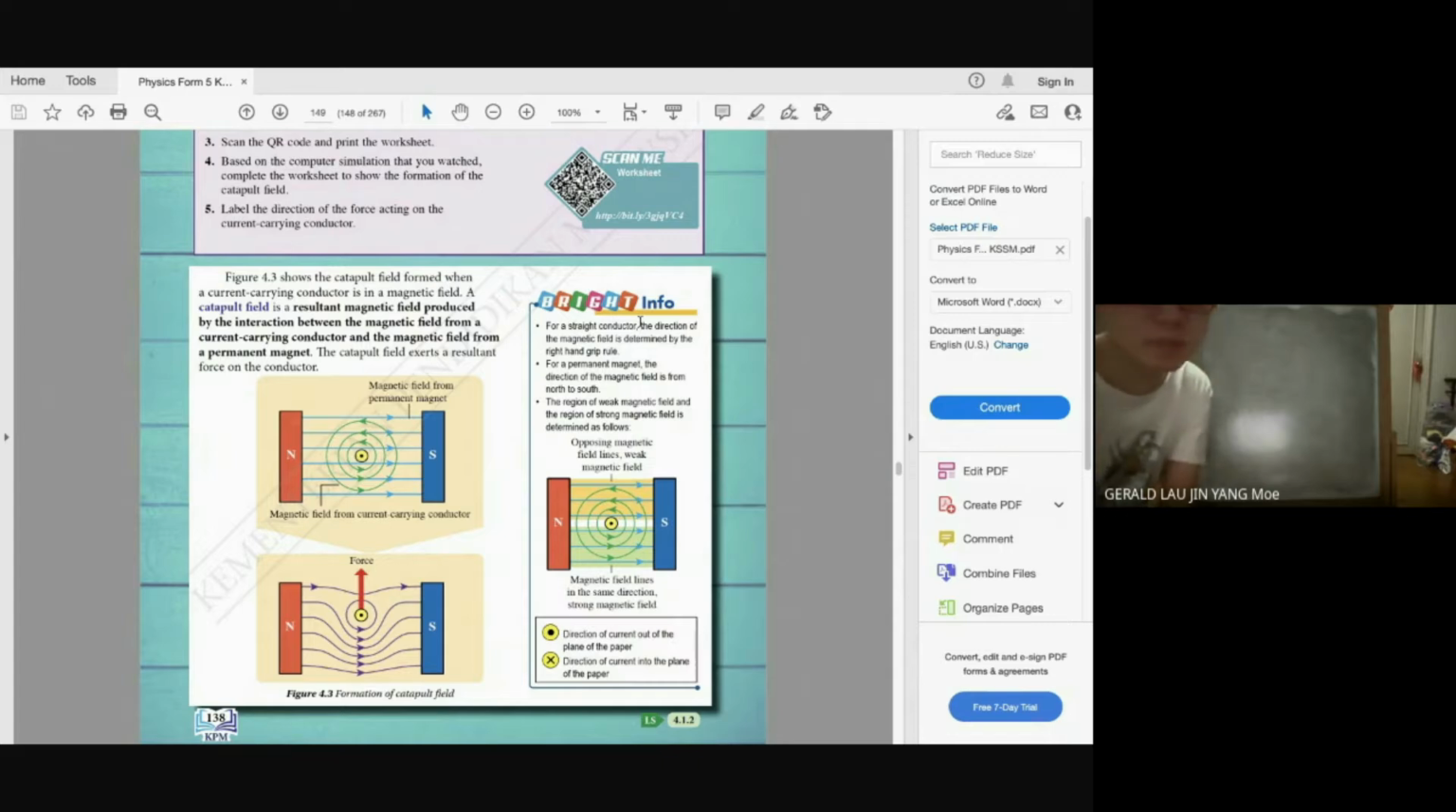Okay, so a catapult field is a resultant magnetic field produced by the interaction between the magnetic field from a current carrying conductor and the magnetic field from a permanent magnet. That means, remember, magnetic field lines always travel from North Pole to South Pole. So you have the permanent magnet's magnetic field, and then you have the wire's magnetic field. Both of these fields combined together give you your catapult field.